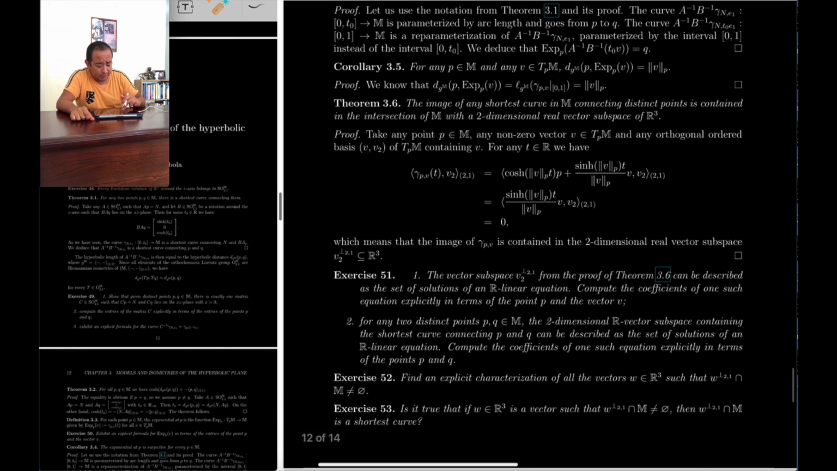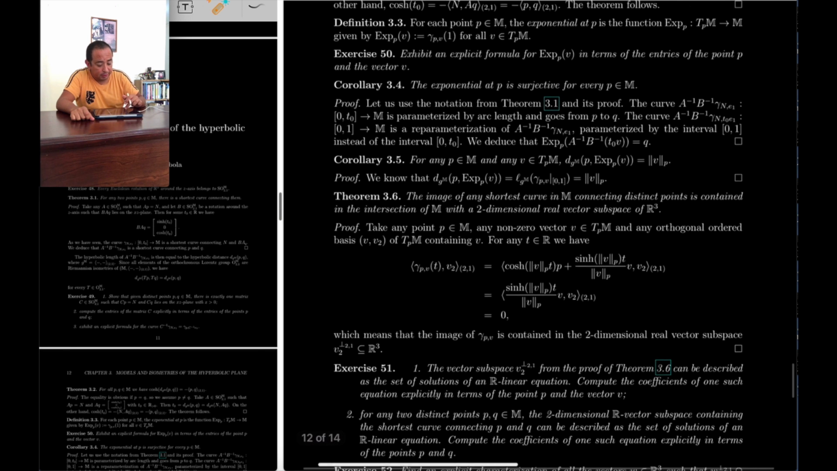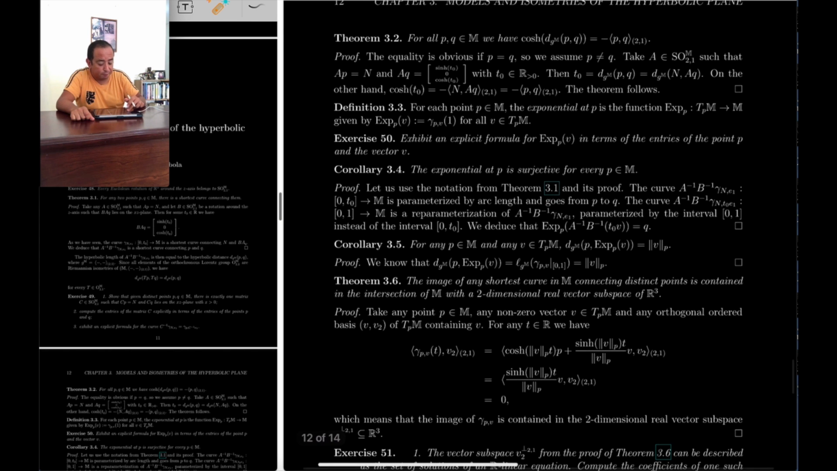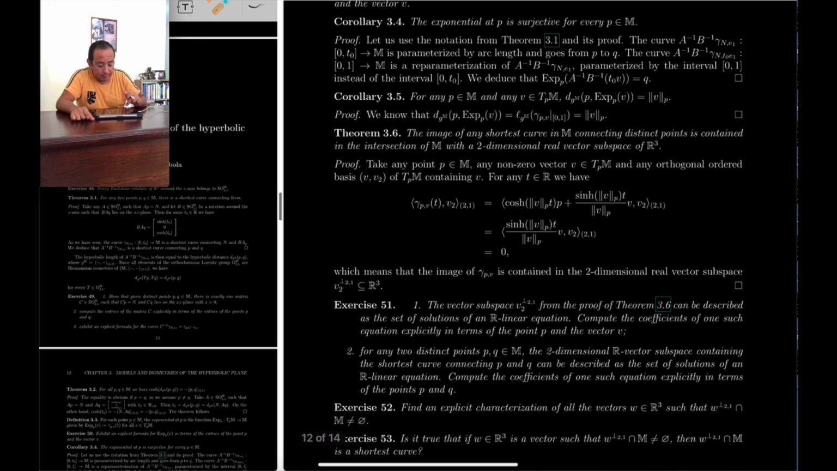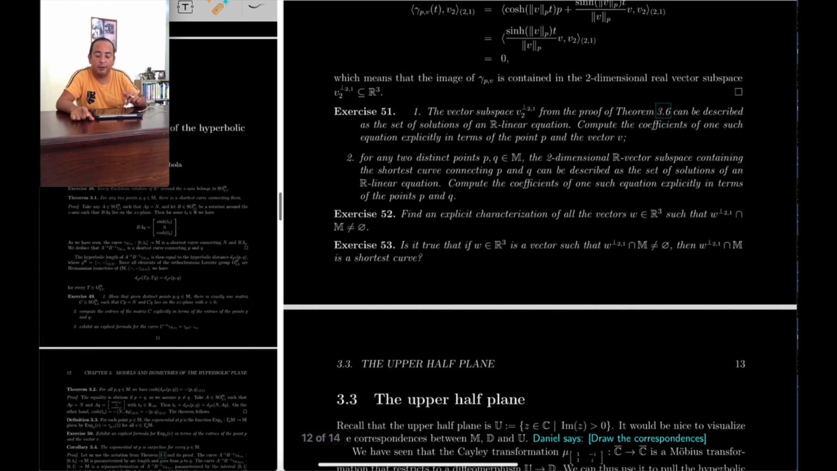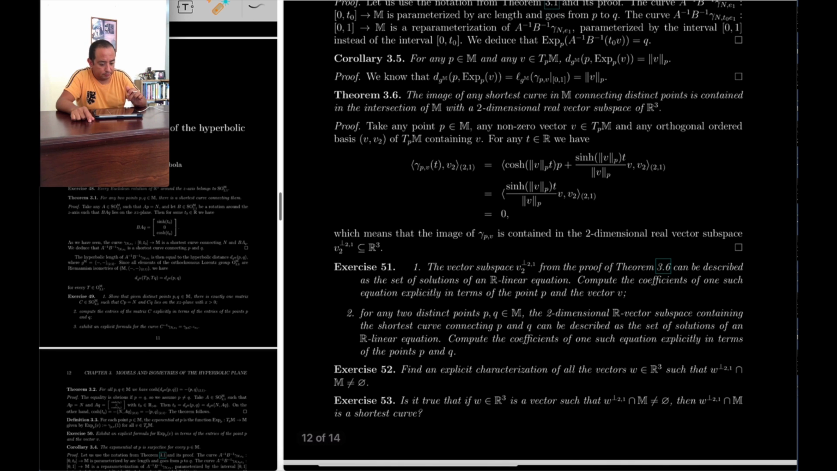And that's it for the moment about the hyperboloid. So as you can see, there's a lot of things that can be done completely explicitly for the hyperboloid. And so the next class is going to be about the upper half plane. That's the next model we are going to study. And afterwards we're going to go on to the disk. Okay.